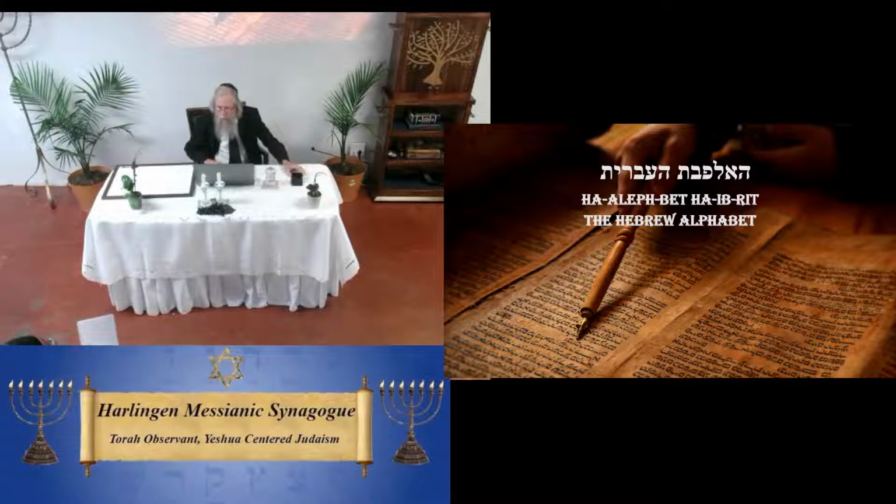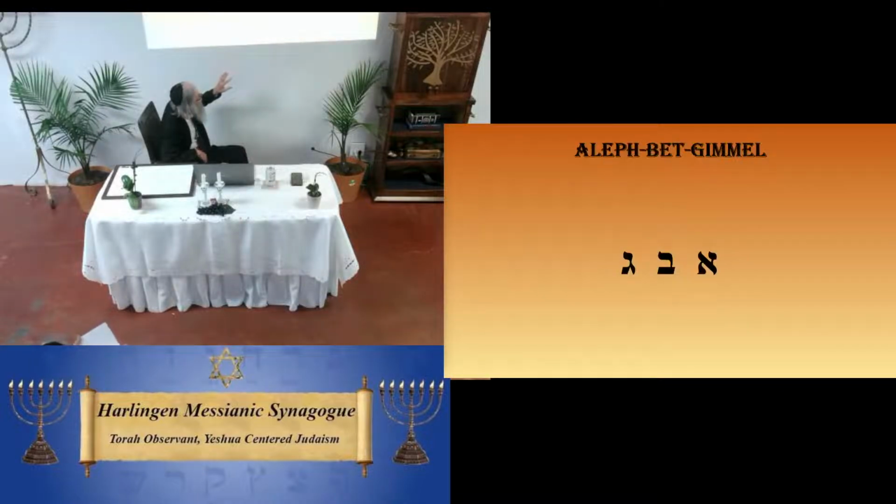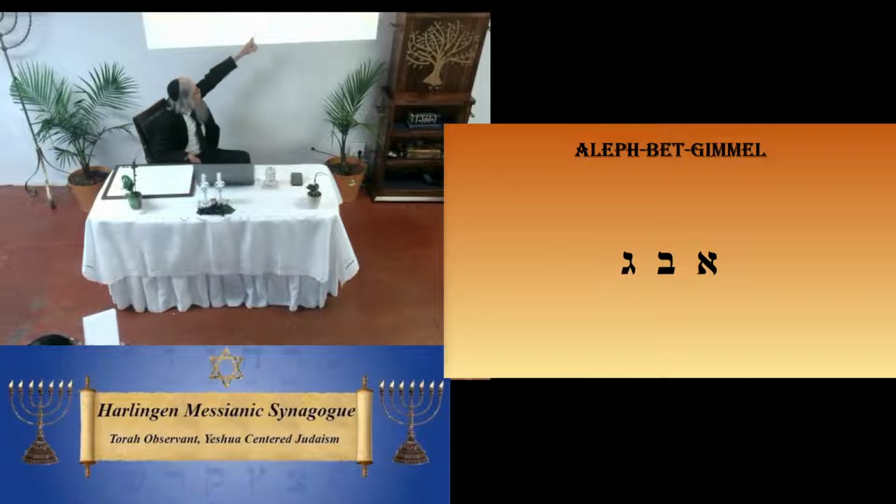This is our third class, and today we'll be taking up the letter Bet, which is the second letter of the aleph-bet. On our next screen, we have the first three letters, which we shared with you last week. The first is Aleph, the second is Bet, and the third is Gimel.